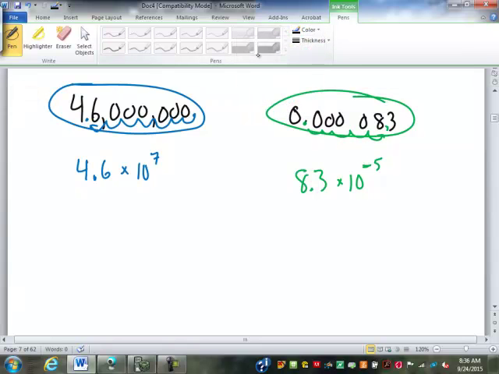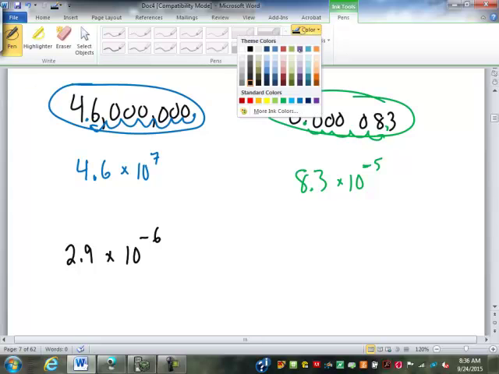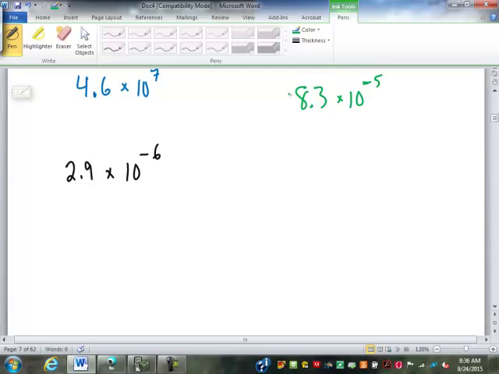And of course, going the other direction, we could have 2.9 times 10 to the negative 6th. Is this going to be a small number or a large number? Small. Small because it is a negative place value. So we're going to take the decimal point and move it which way? Right or left? Left. 1, 2, we got a 0, 3, 4, 5, 6 places. So that is 0.0000029.